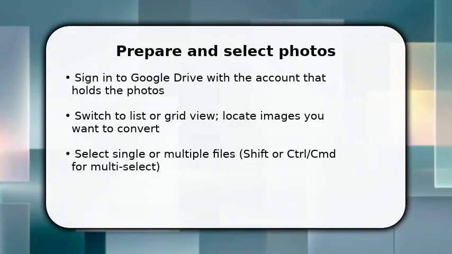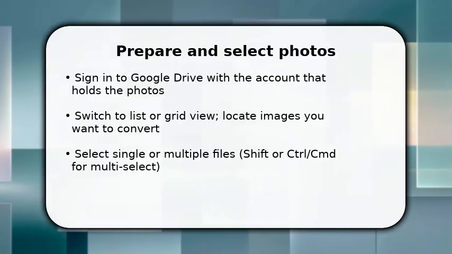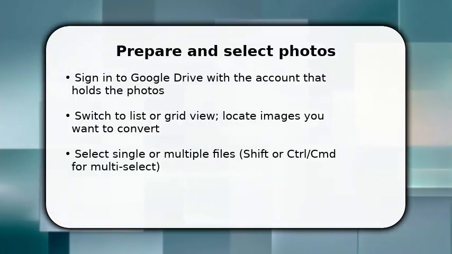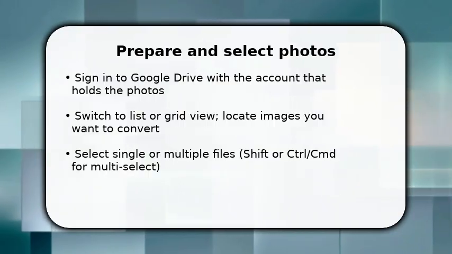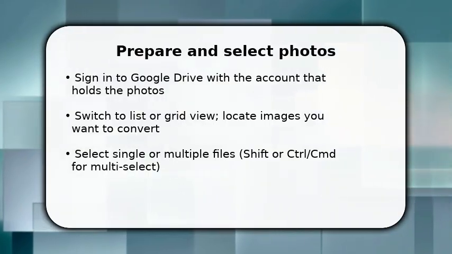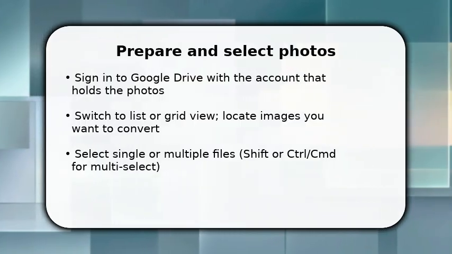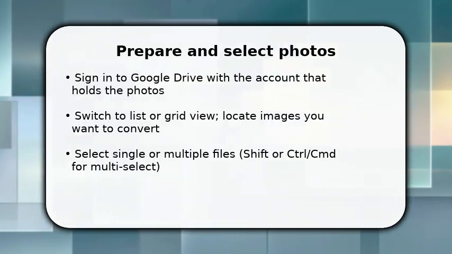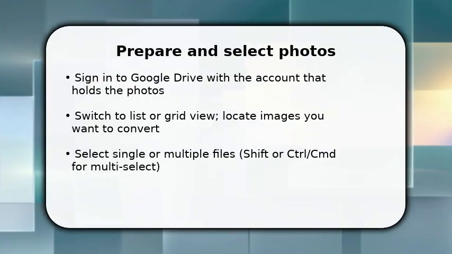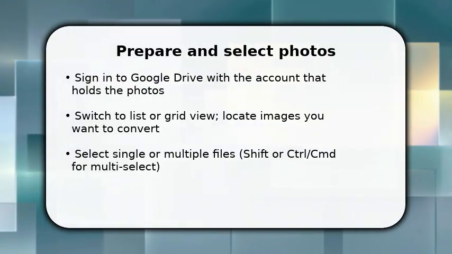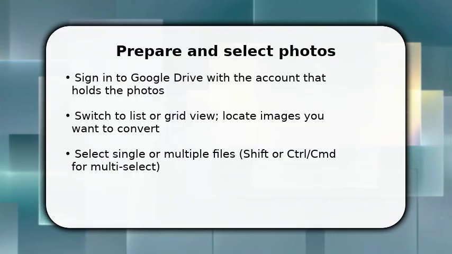You start inside Google Drive, signed into the correct account. Navigate to the folder containing images and choose Grid or List so thumbnails are visible. Click to select one photo or hold Shift or Control, CMD on Mac to pick multiple files. Once done, right-click any selected image to reveal actions. This is where conversion begins.